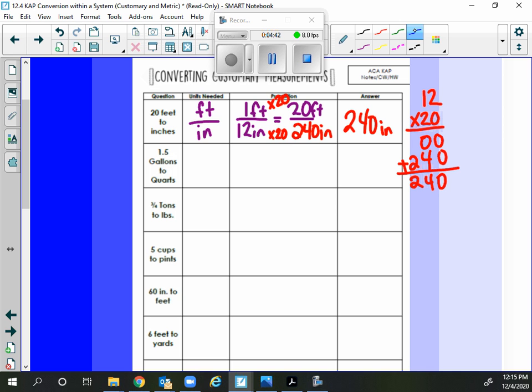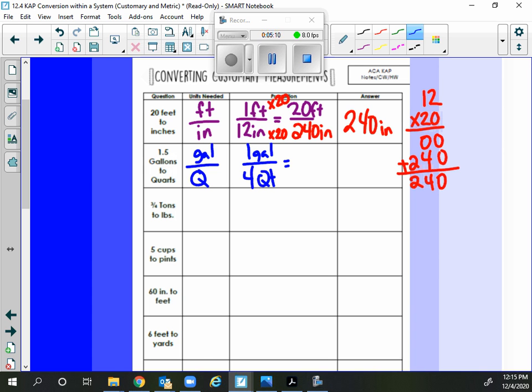The next one, we've got 1.5 gallons to quarts. So I know that I'm going from gallons to quarts. This is the one Mr. C always messes up. So if I go back and look at my STAAR chart, I know that there are 4 red quarts inside of that gallon. Remember when I drew that picture? So that means for every 1 gallon, there are 4 quarts.